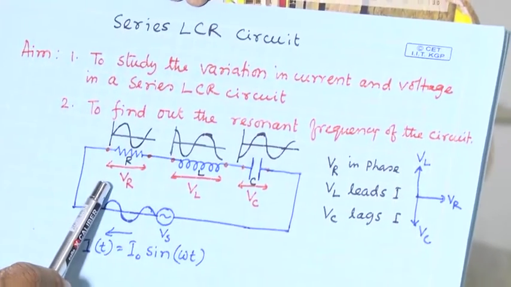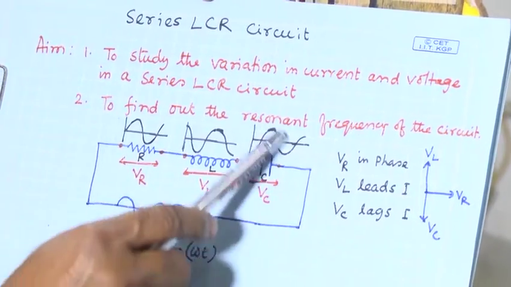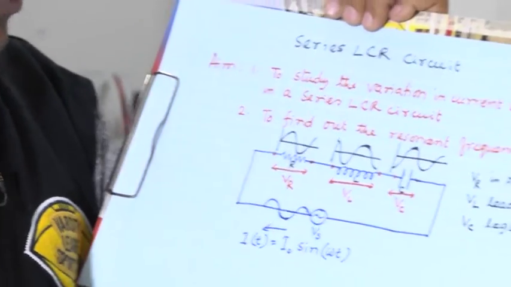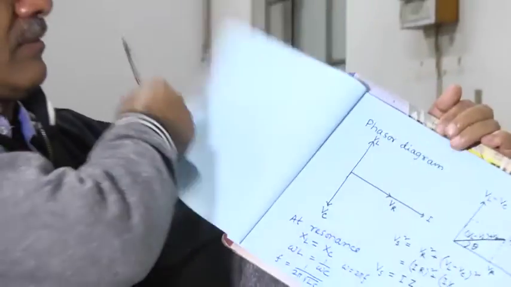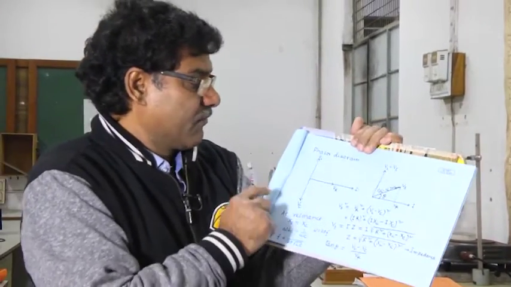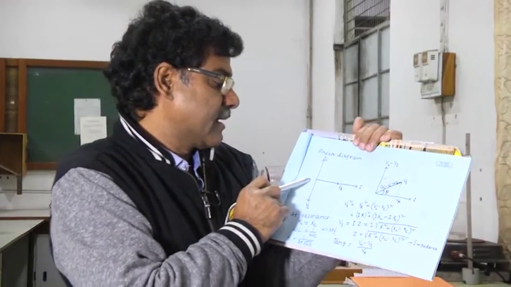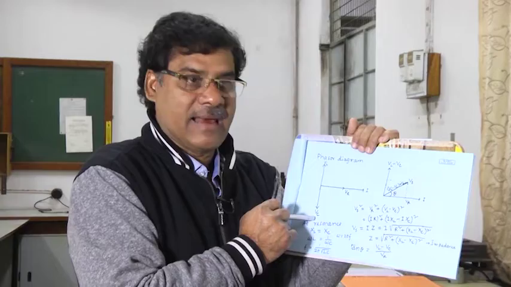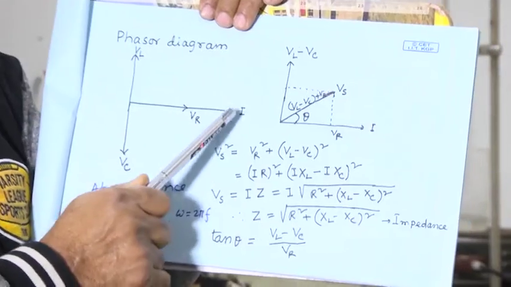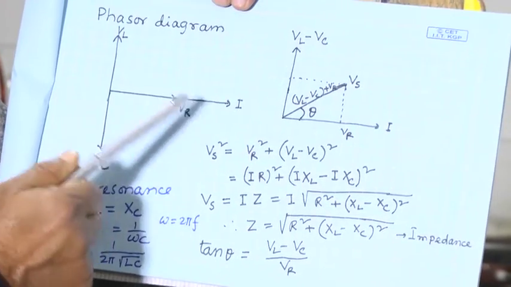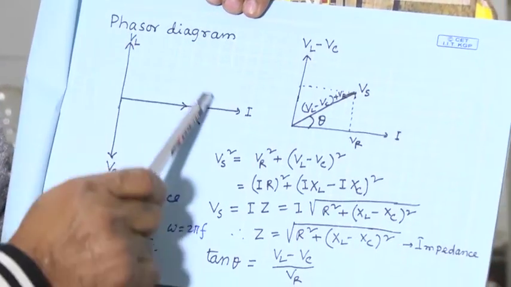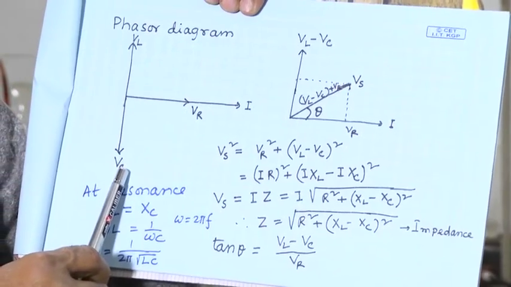So what will be the total resistance of this circuit? That is called impedance, and one can find the impedance of this circuit. If you measure VL, VR, VC as a function of current, if you vary the current, and plot them, you will get this type of phasor diagram.